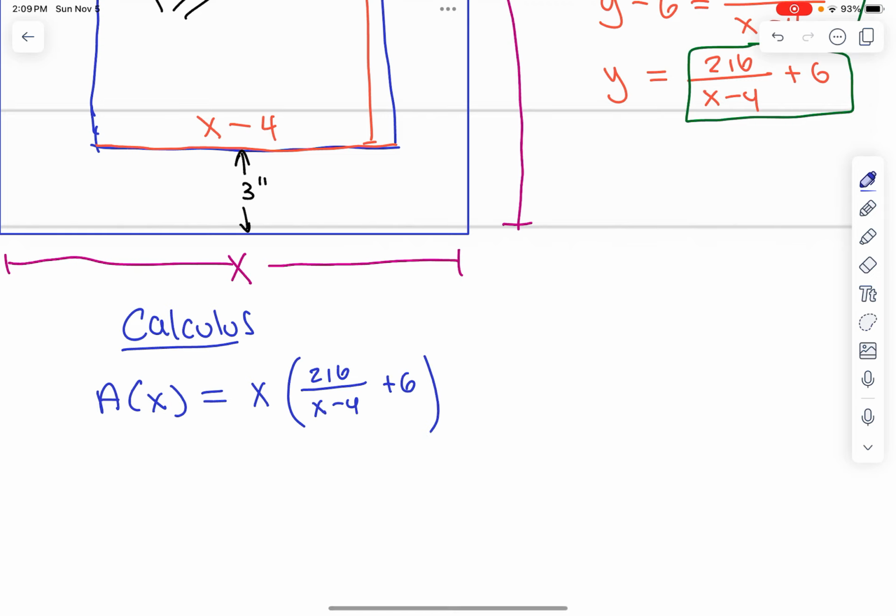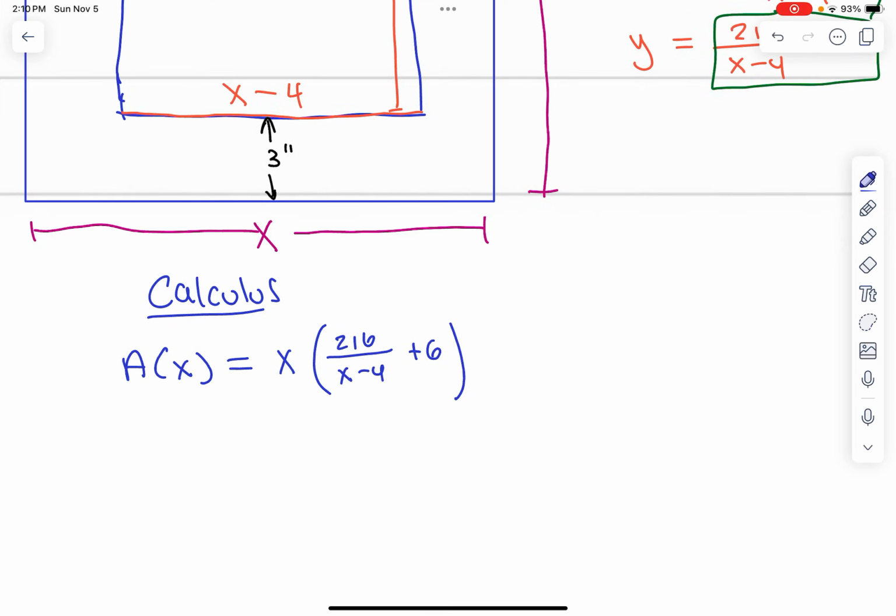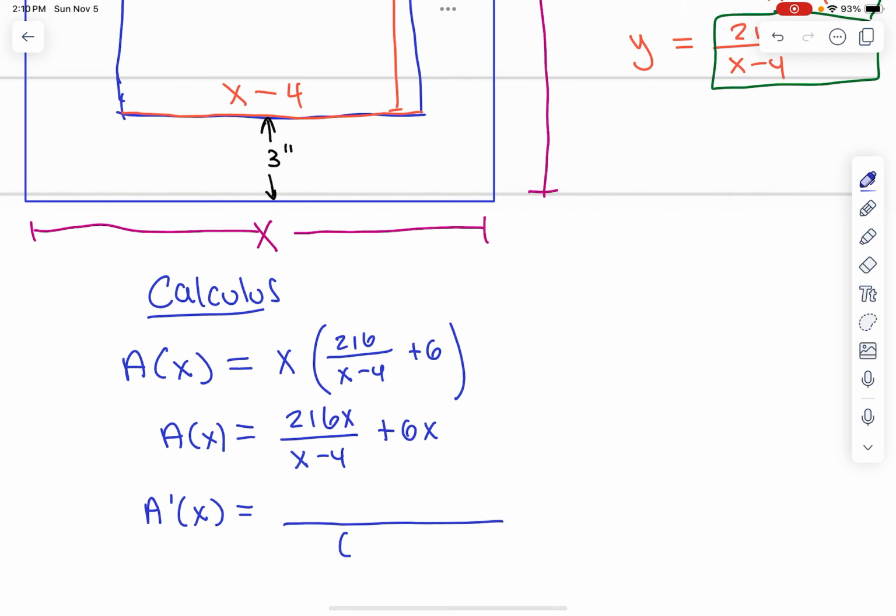All right, and so let's prep this for some calculus. I think I'm going to distribute the x to rewrite it as 216x over x minus 4 plus 6x. I've got to take the derivative. I think I'm going to use the quotient rule here for that left expression, but hopefully it becomes more manageable. So the quotient rule would say the denominator is (x minus 4) squared, and then I have an x minus 4 here.